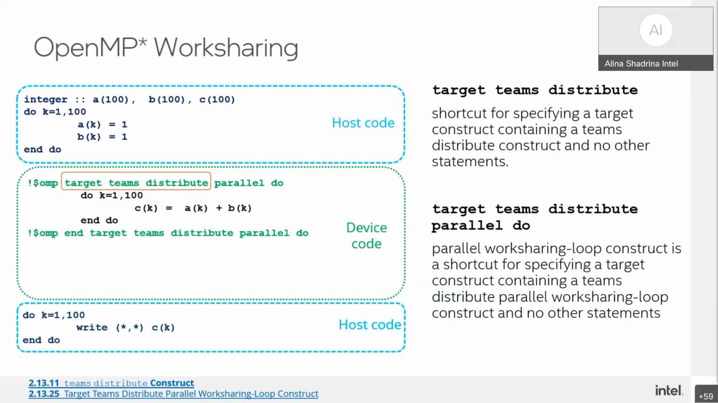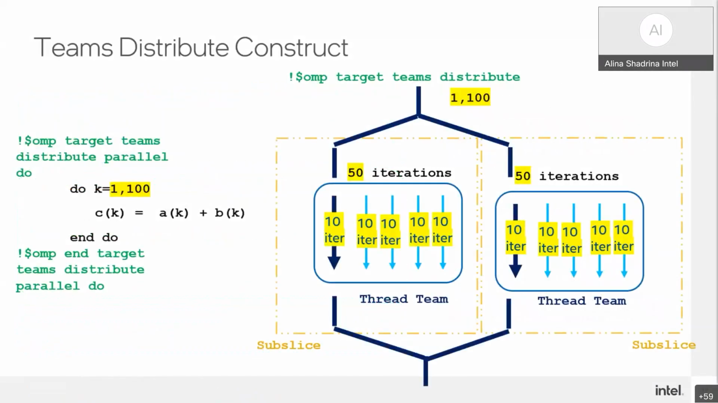And this picture illustrates what actually happens if you are using distribute parallel do. Imagine we have 100 iterations. In this case, if we have 2 teams, then we will distribute the 100 iterations into 2 teams, 50 iterations for each team. And each thread will execute 10 iterations.